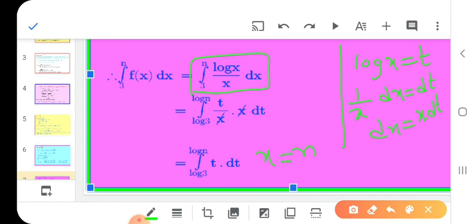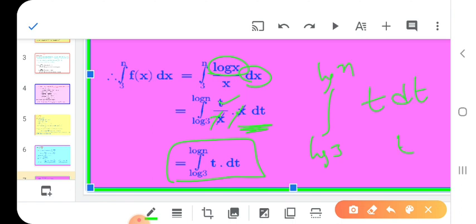For x equals n, what is it for t? log x means log n. So I write log n. Similarly, I put x equals 3. So what is t here? log 3. Next, what is log x here? t by x. What is the value of dx here? x into dt. x cancels. What is left over is the integral from log 3 to log n of t dt.